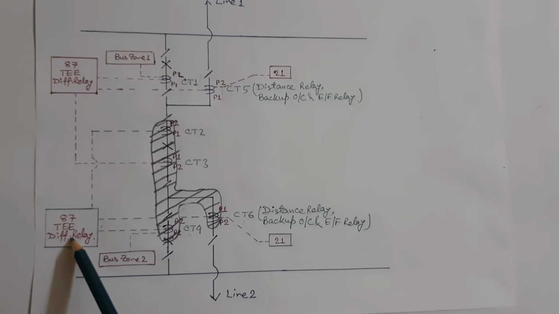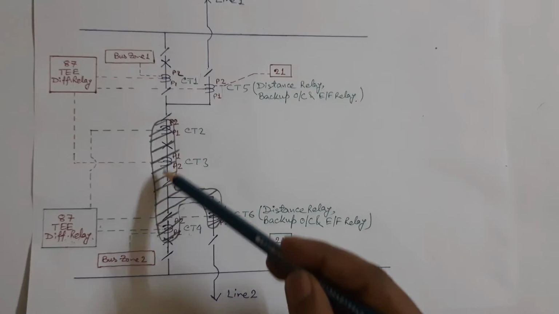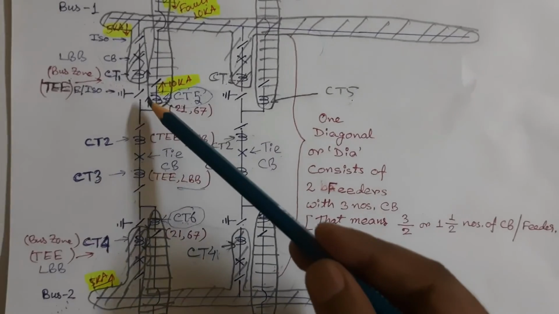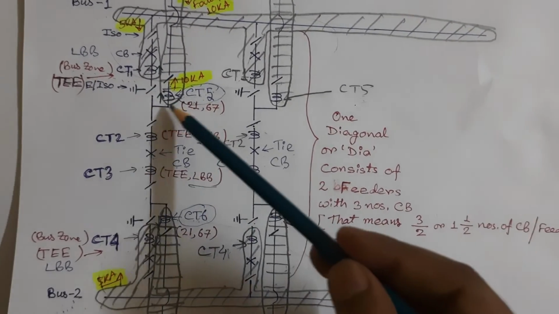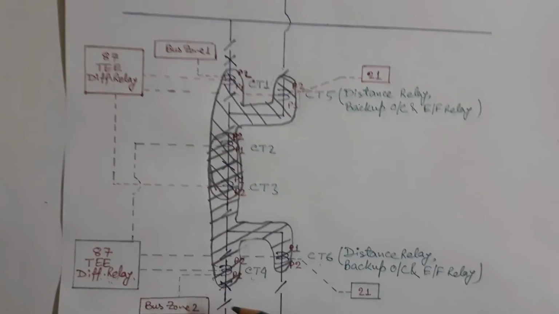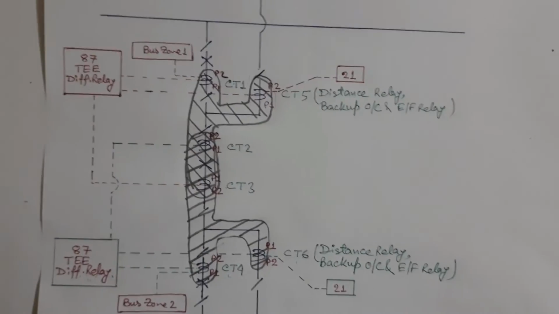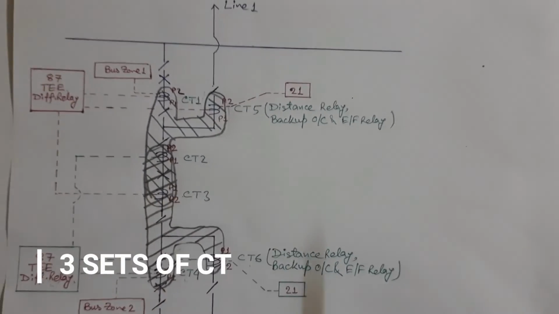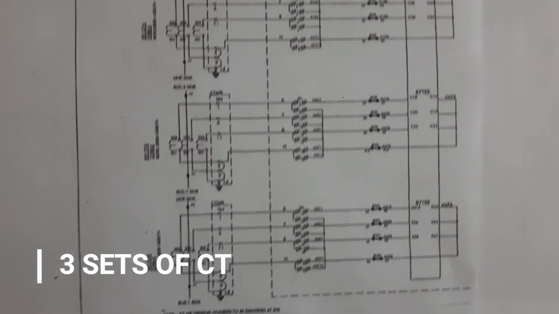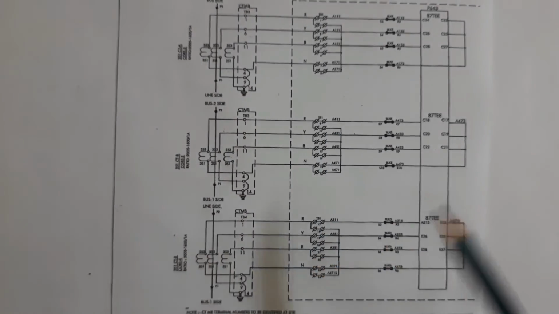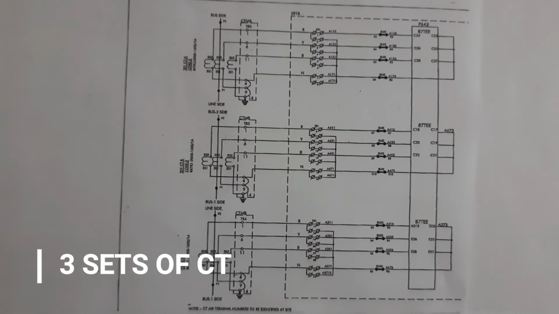So, this T differential protection relay is protecting this part of our diagonal. So, you can see that the total unshaded portion or total unprotected portion of a diagonal is protected by two T differential protections. Each T differential protection is connected with three CTs, and in this diagram it is shown how three CTs are connected with T differential protection.